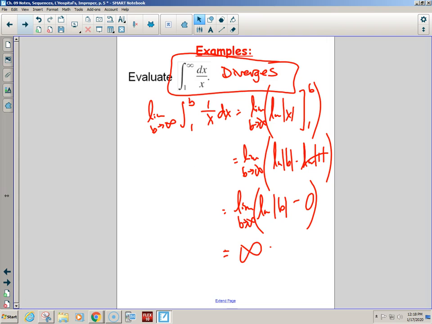How does it make sense, though? Because 1 over x squared is more narrow, like closer to the axis, whereas 1 over x has more area. So more area makes sense, but infinite? Or less area makes sense, but one?